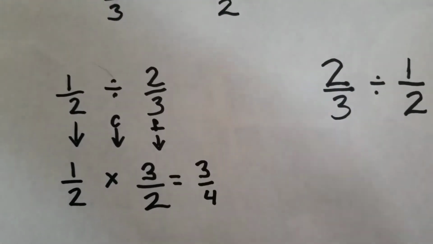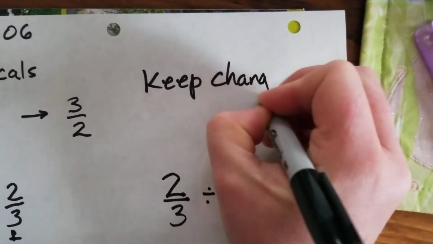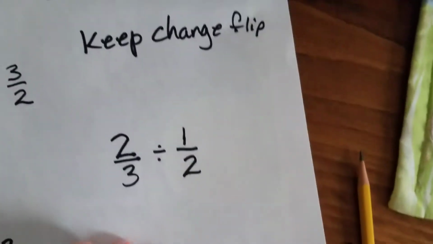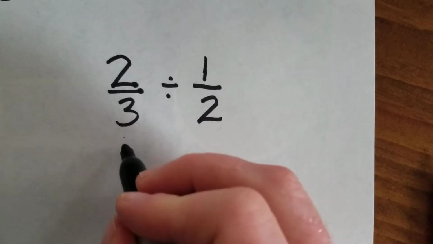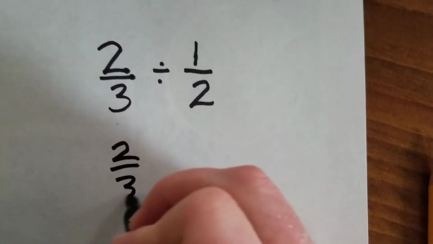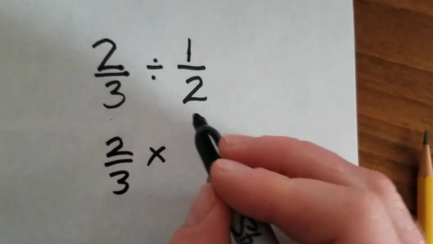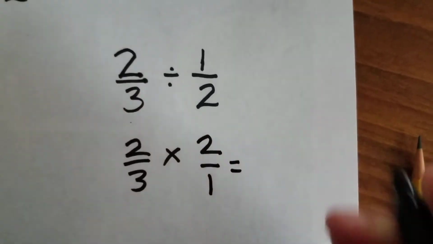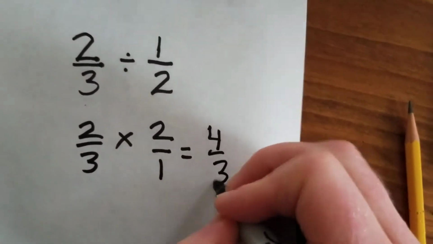Okay? So again, keep saying to yourself, keep, change, and flip. Okay, so let's do it with this one. 2/3 divided by 1/2. So 2/3 we're going to keep as 2/3. The division is going to become a multiplication, and then we're going to take the reciprocal or flip it. So keep, change, flip. And what do we get? 2/3 times 2/1 is 4/3.